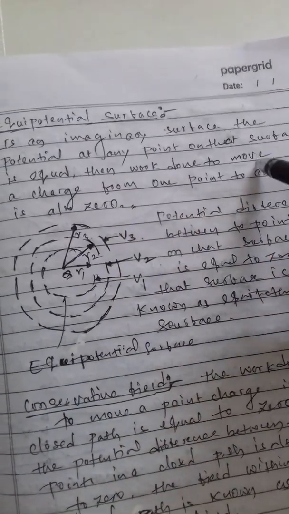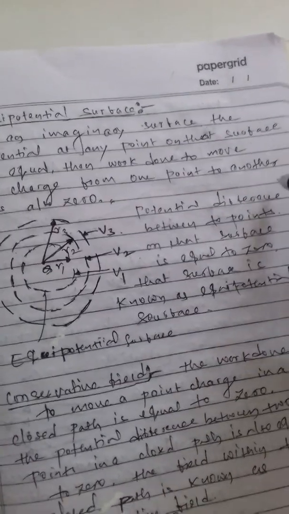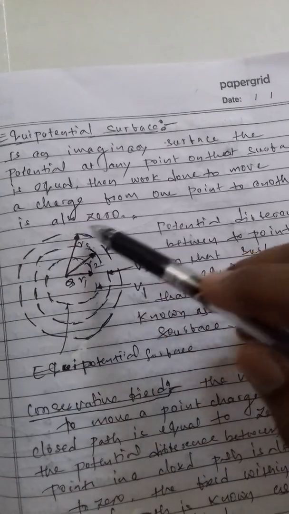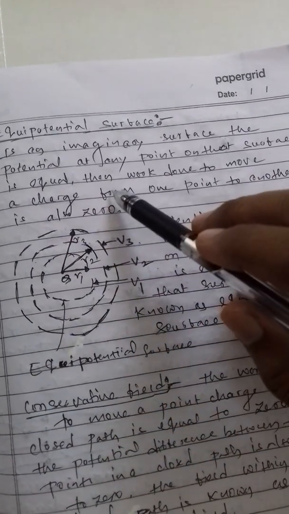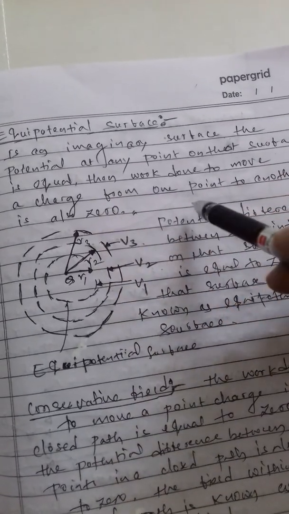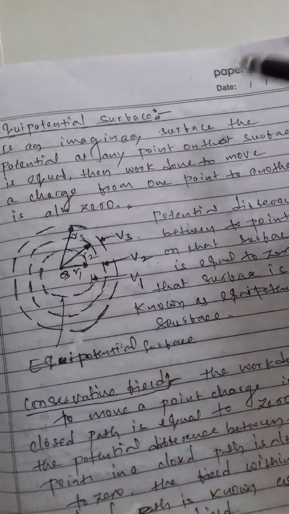Then the work done to move a charge from one point to another point on that surface is also equal to 0, because the work done to move a charge from one point to another point on that equipotential surface is also equal to 0.